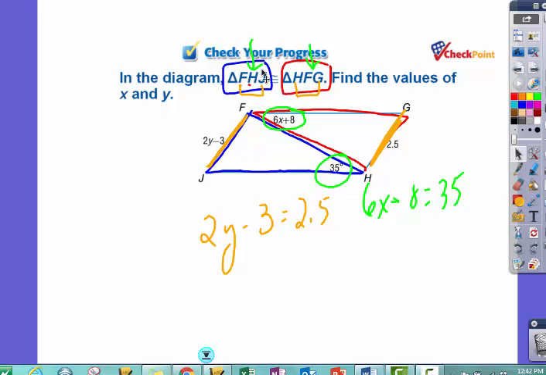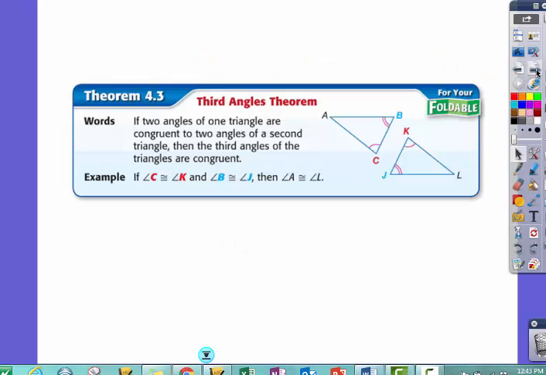Notice that F and F do not match up. When I'm talking about the red angle F here, it matches up with the blue angle H over here. So those are the two that I set equal to each other, and then you can just work them out. Same thing with sides. The first and the last match up with the first and the last. So FJ matches up with GH over here. So 2y minus 3 equals 2.5.